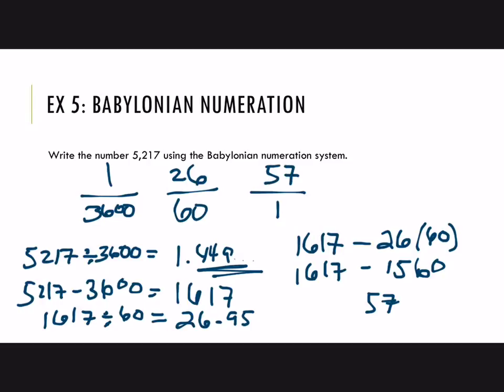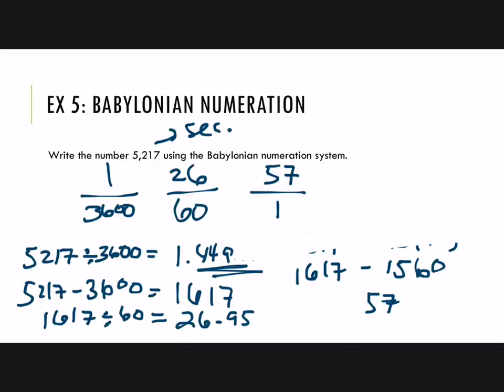Now, if it helps you to think of this in time, then maybe try this on your own as a check. See if 5,217 seconds is 1 hour, 26 minutes, and 57 seconds. Okay, so work through that arithmetic and try to convince yourself.